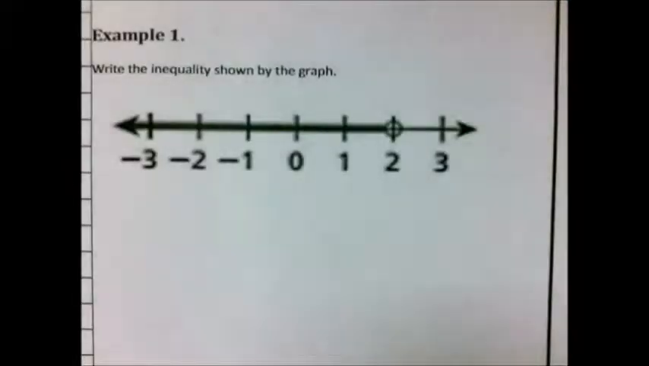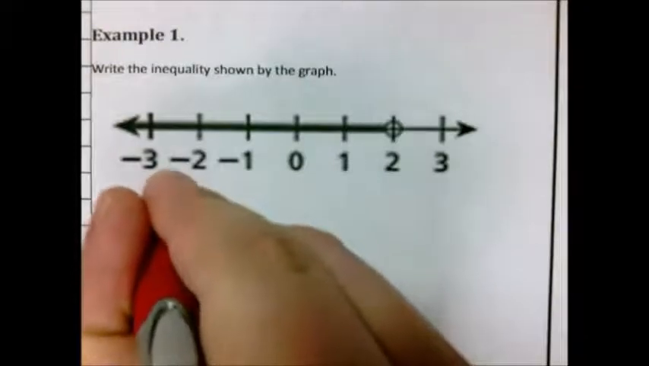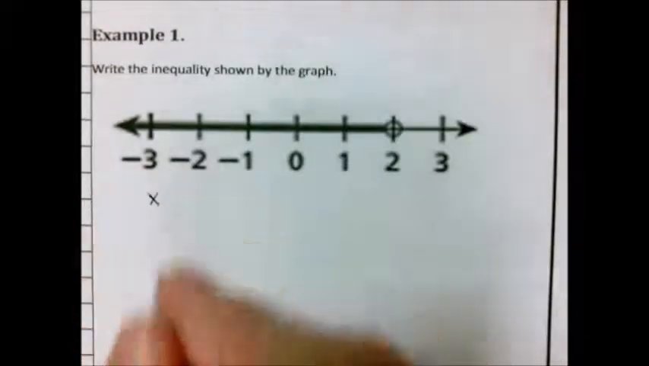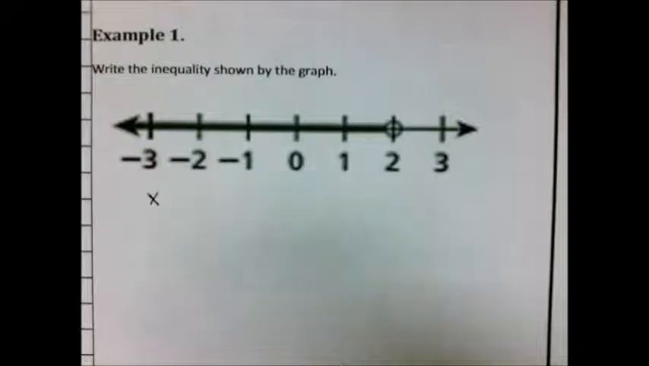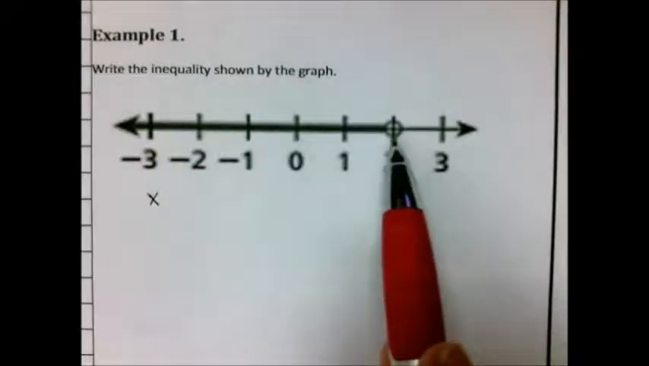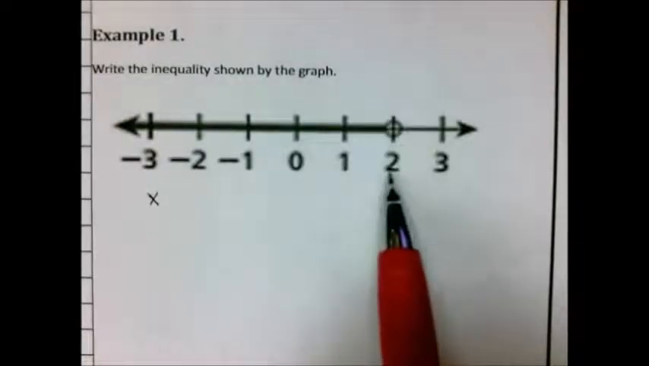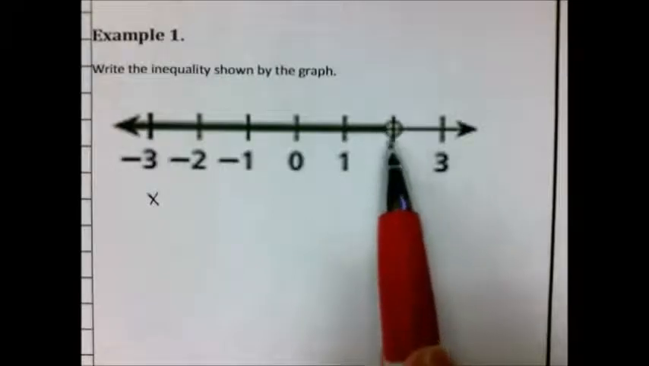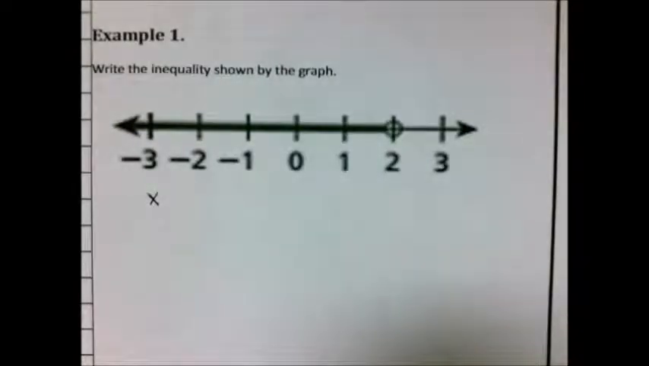Example 1 gives us a graph, and it says to write the inequality shown by the graph. And remember, the first thing that we need to do is identify a variable. So we're just going to go ahead and say X. What we see here is that the point that's given is at 2. That circle is not filled in. So that means that we're not talking about less than or equal to or greater than or equal to. We're talking about less than or greater than.